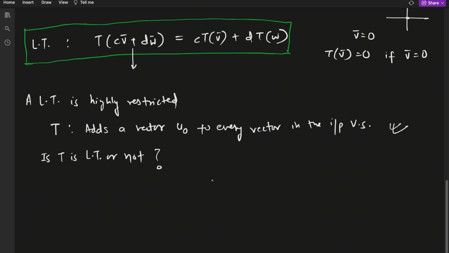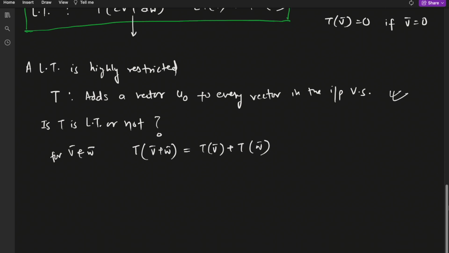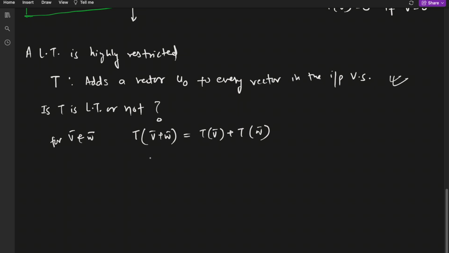So what we will do is check the properties first. The first property is vector addition. It says that for any two vectors v and w in the input vector space, the transformation of the addition of these two vectors should be this. This is one of the properties. It needs to satisfy both properties, but we will first check this.